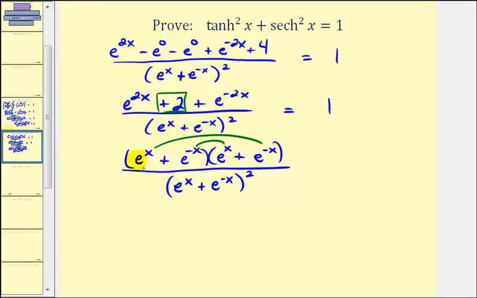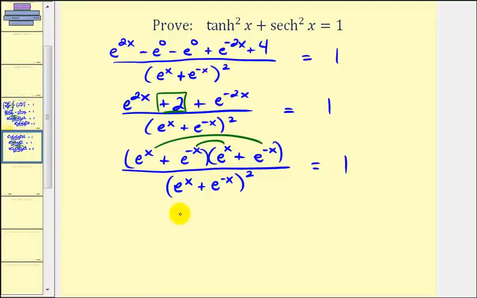The outer product would be e to the power of x plus negative x, which would be e to the 0. And the inner product would be e to the 0 as well. And since e to the 0 is equal to 1, this is just 1 plus 1, which is equal to 2, which is our middle term. So this does factor into two equal factors. And notice how these factors are the same factors in the denominator. So this will equal positive 1.